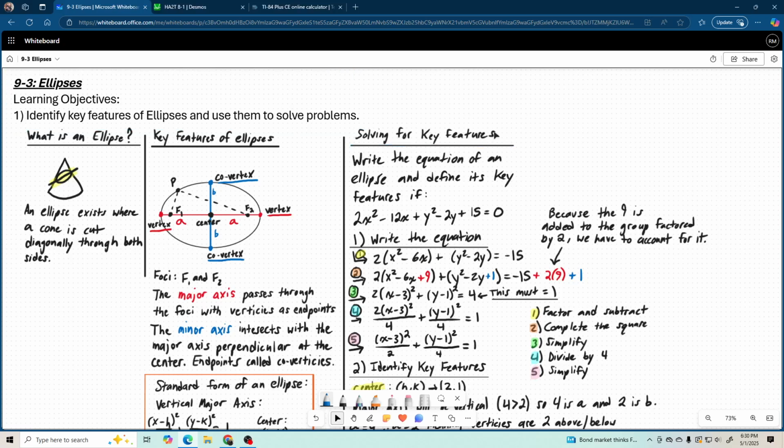Hello everybody, welcome to 9.3 Ellipses. So today we are going to learn how to identify key features of ellipses and use them to solve problems.